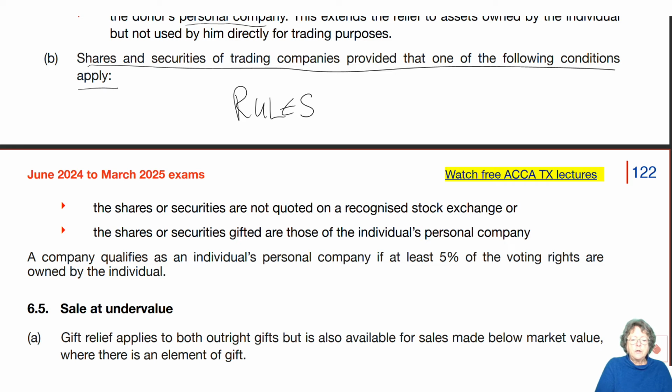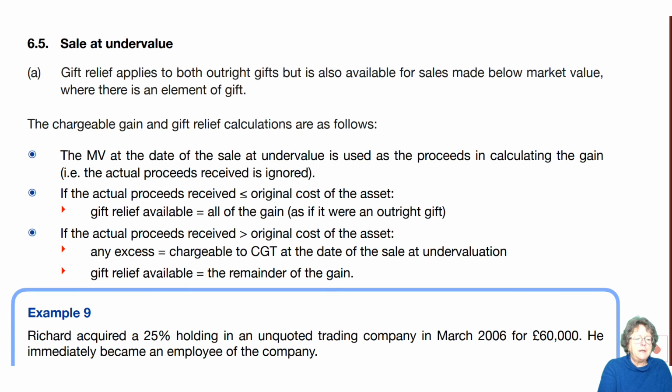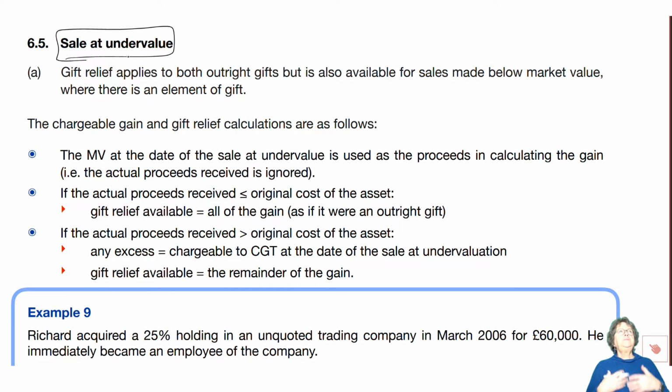Shares are not quoted on the stock exchange and they are the individual's personal company, which is what you would expect. This is a family business. A family business needs to go from one generation to the next generation in order to perpetuate the business. And in order to be able to do that, the parents need to give to the children without a huge tax liability. So if it's a pure gift, that's what happens. Now, it may be that it's called a sale at undervalue. So say, for example, I own a business that's worth £300,000.